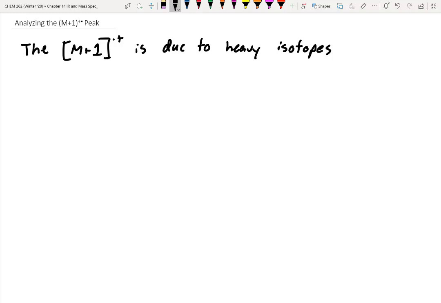So let's take a look at the common elements in organic chemistry. So we've got carbon. Carbon-12 is far and away the most abundant form of carbon. It's 98.9% of all carbon on Earth. So nearly all the carbon inside of our body is carbon-12. However, like we said, carbon-13 is actually present at 1.1%. It's a really, really small amount, but it's still something we need to pay attention to.